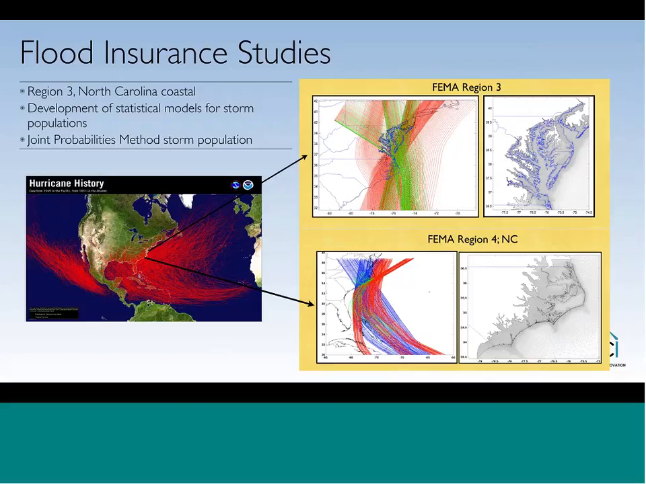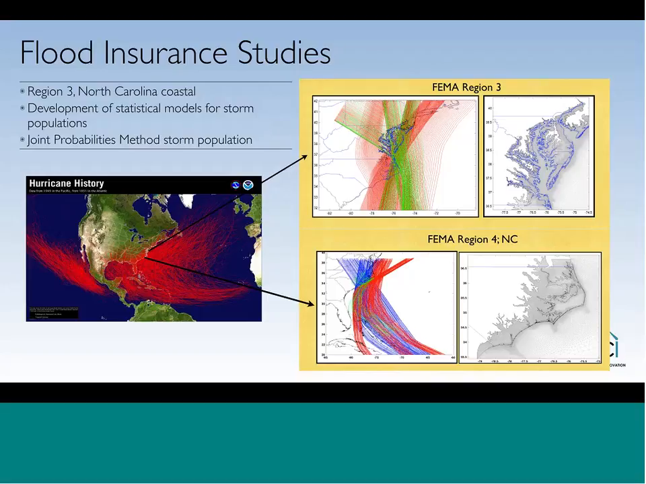I'm going to skip this one. Here's the most important part. Somehow we have to represent the history of hurricanes in a probabilistic way. This is done typically through something called the joint probability method, where you look at all the parameters of the hurricanes in a certain area and you develop distributions for those, and then you can sample those distributions and essentially create a population of synthetic storms that represent the climatology of the hurricane.